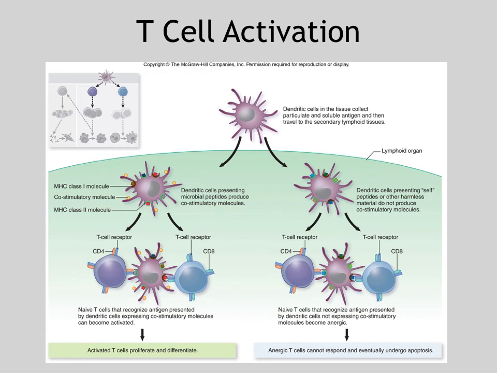They cannot be activated against anything because if they were, they would be activated against host, and we don't want to do that. So an anergic cell is a cell that's been activated, but it's not allowed to carry out its effector function. So in turn, it enters into apoptosis.